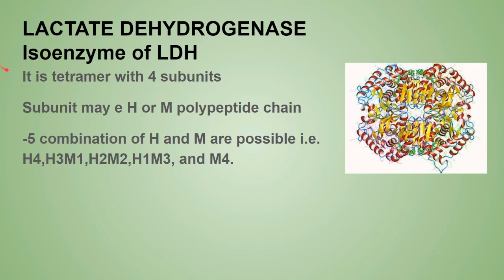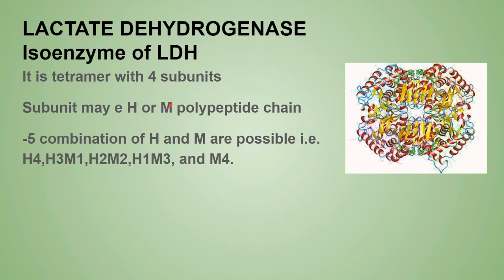Now what are the isoenzymes of LDH? Remember, first of all, LDH is a tetramer having 4 subunits, and in those 4 subunits we have H and M polypeptide chains. Although both of them have the same molecular weight, 32 kilodalton, there are minor amino acid variations in these 2 polypeptide chains, that is H and M.